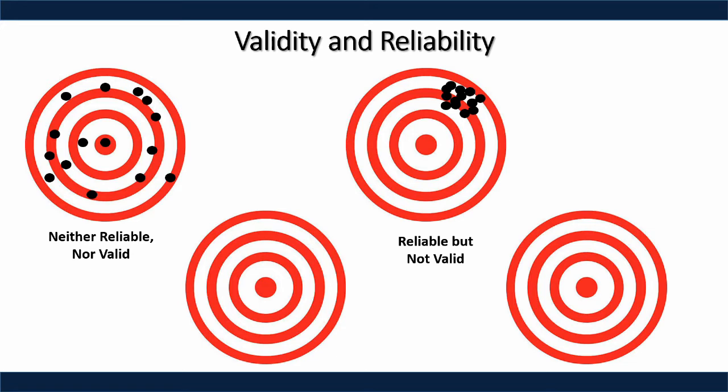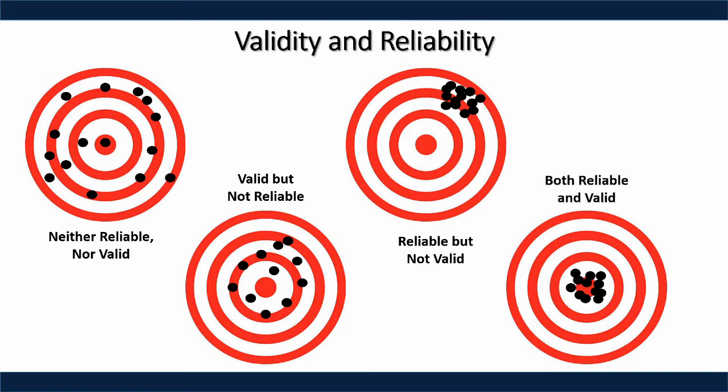If I generally was around the bullseye but not quite in a tight pattern, we would say that this measure was valid but not reliable. Finally, what we want to see in a measure is a tight grouping of the bullet holes near the center of the bullseye. In this case, it is the optimal situation because we have both high reliability and high validity.